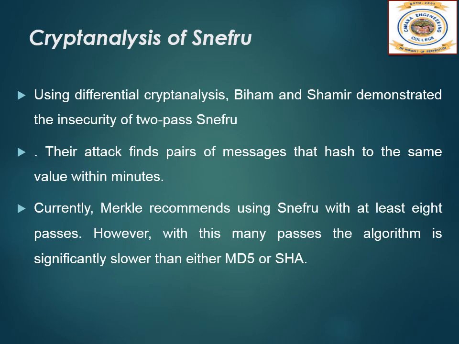Cryptanalysis of SNAFRU. Using differential cryptanalysis, Biham and Shamir demonstrated the insecurity of two-pass SNAFRU. Their attack finds pairs of messages that hash to the same values within minutes. So currently, Merkle recommends using SNAFRU with at least 8 passes, which will make it more secure. However, with this many passes, the algorithm is significantly slower than either MD5 or SHA.